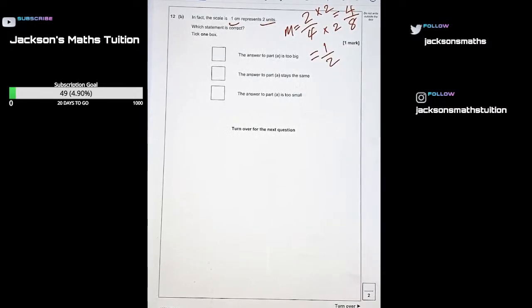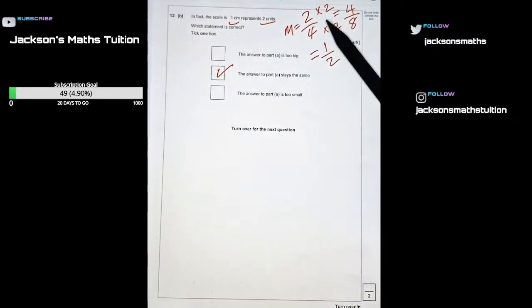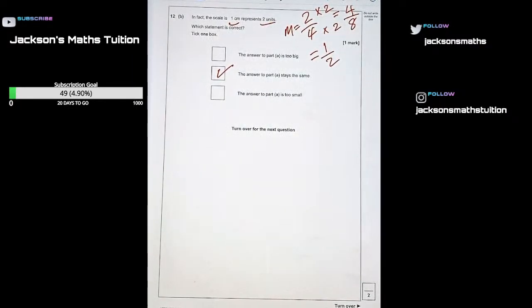So the question is asking you, which statement is correct? Is the answer to part A too big? Is the answer to part A the same? Is the answer to part A too small? It's going to stay the same, guys, because from our calculation, we still get 1/2.